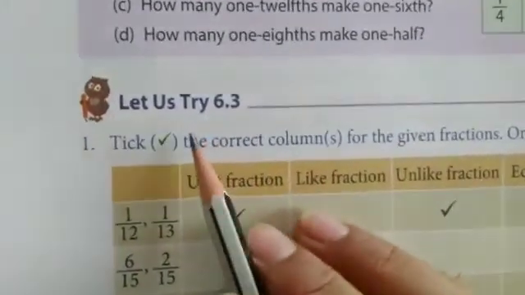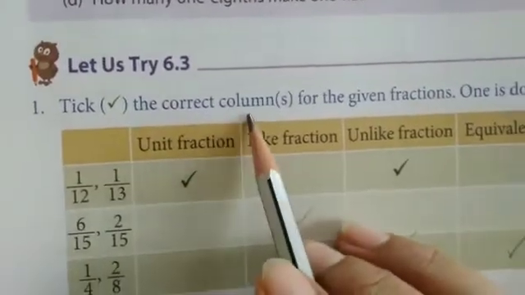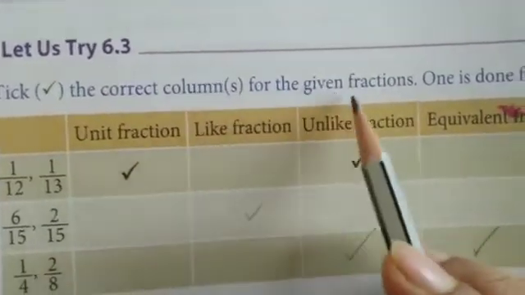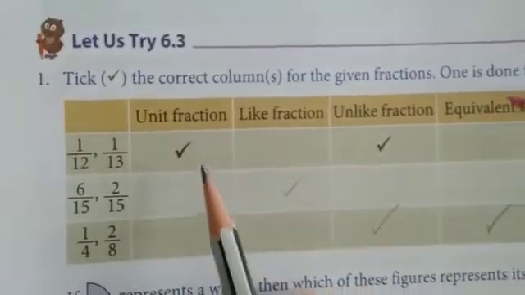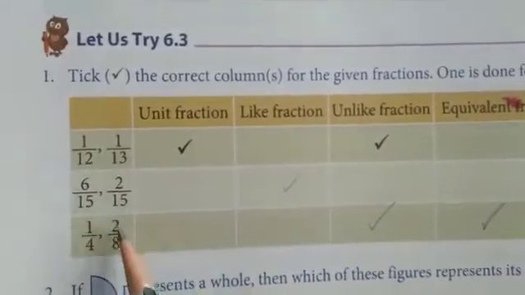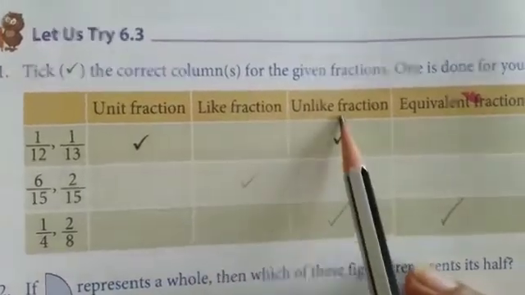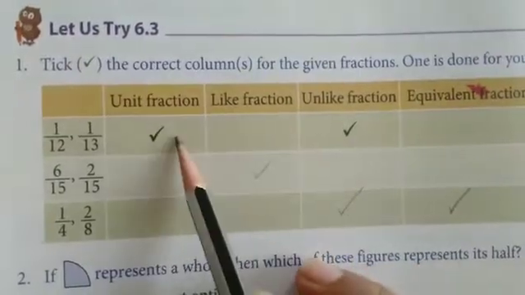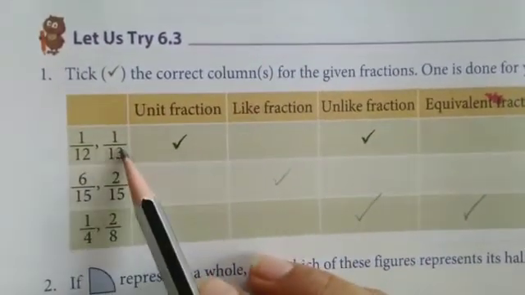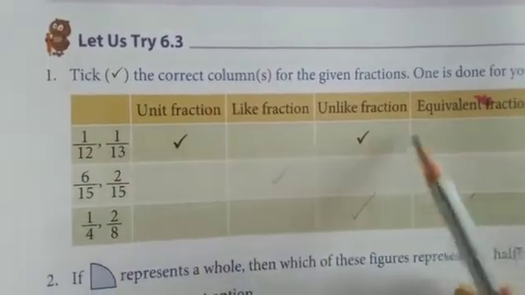Now exercise number 6.3, question 1. Tick the correct column or columns for the given fractions. One is done for you. Here you can see some fractions you are given and columns: unit fractions, like fractions, unlike fractions and equivalent fractions. 4 columns you are given. Which fractions you are given, they are which kind of fractions, you have to tick on the particular columns.